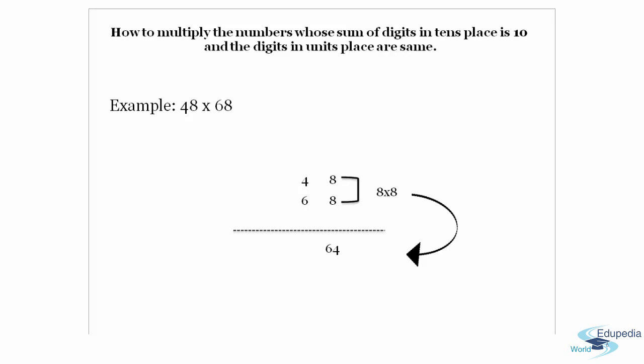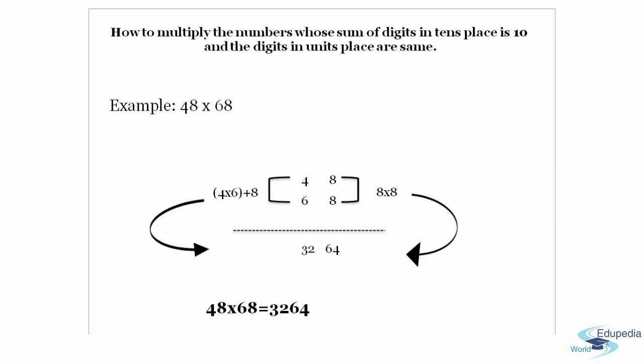Afterwards, you have to add the digit in the ones place, that is 8. So 24 plus 8, you will get 32. You take that 32 below the horizontal bar and write it on the left side like this. Now, if you club both these answers, you will get the final result for 48 into 68. So 48 into 68 is equal to 3264.